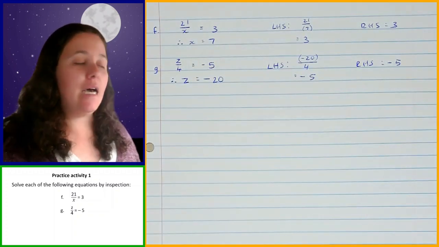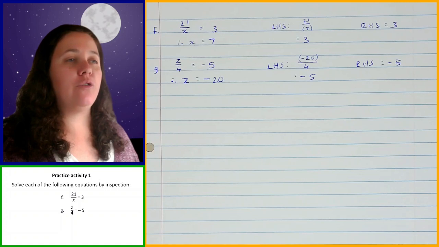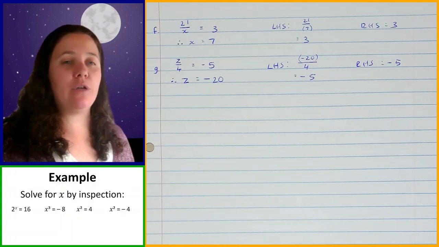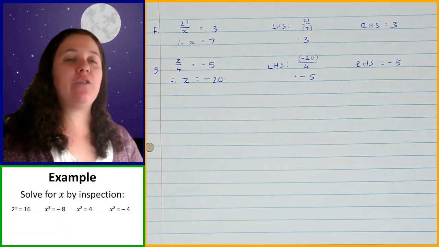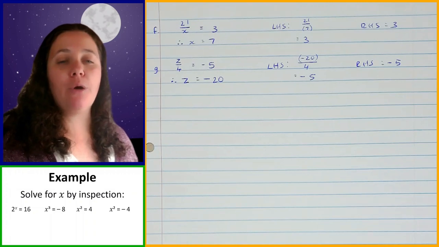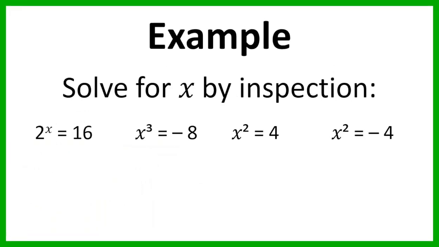Okay, now we're going to go on to a different kind of equation. Now in these equations over here, we have got exponents. In some of them, like in this one over here, the exponent itself is x. Now, this is what we call an exponential equation. These ones over here are not called exponential equations. These ones over here are quadratic equations. This is a cubic equation.